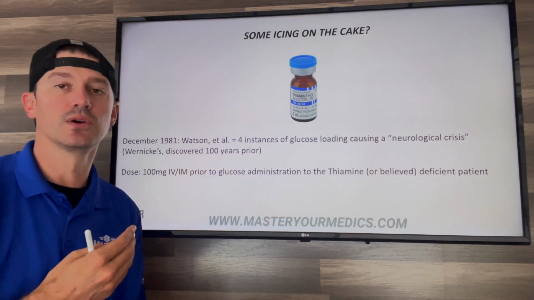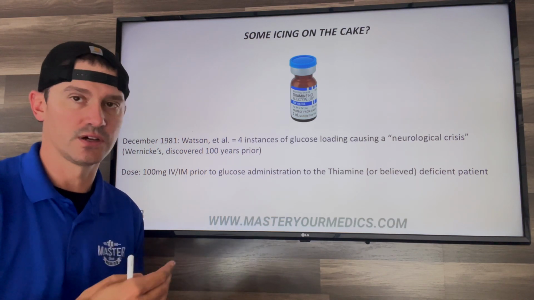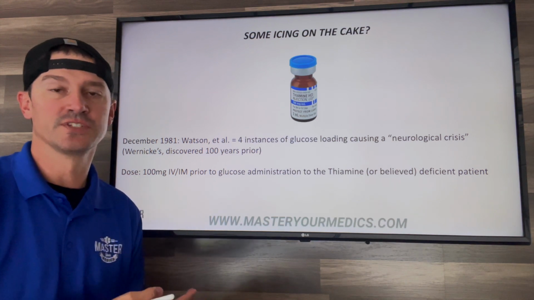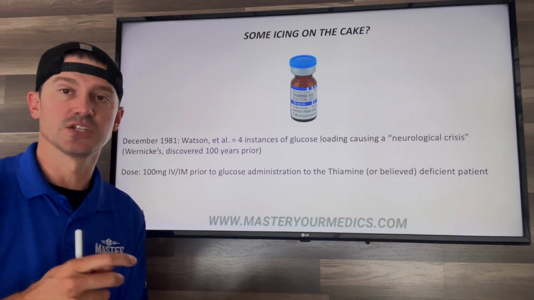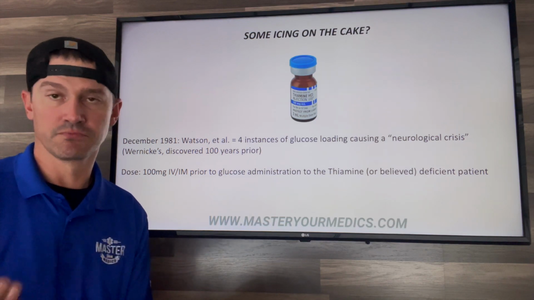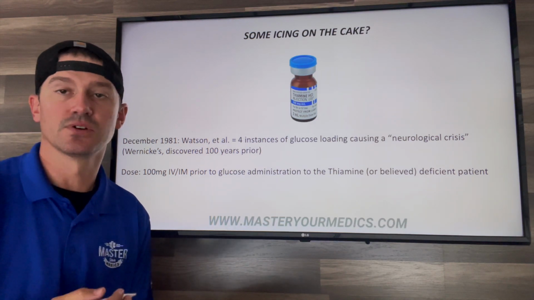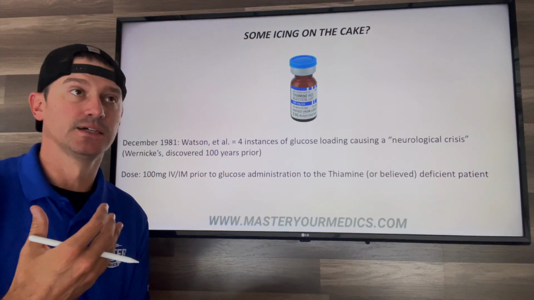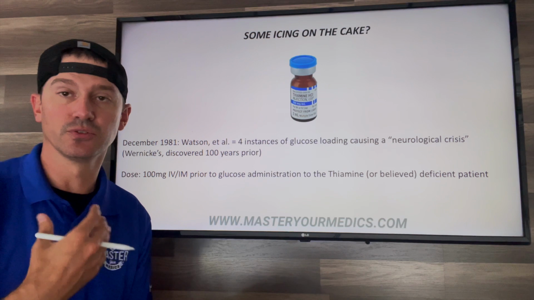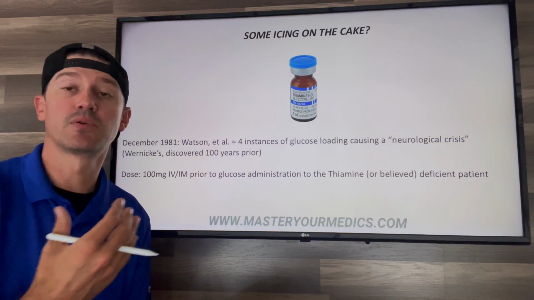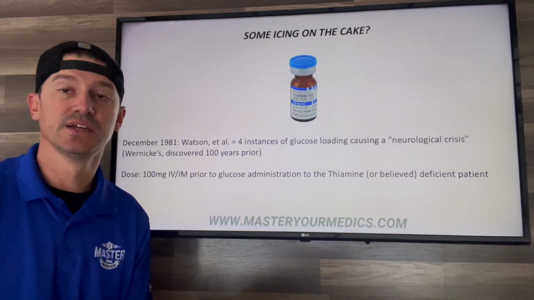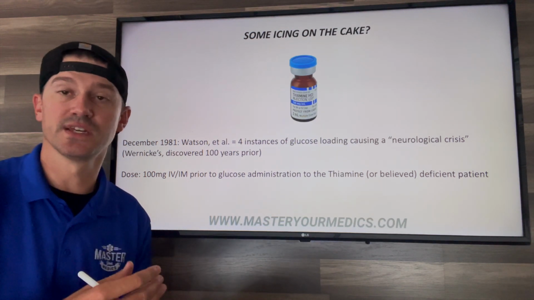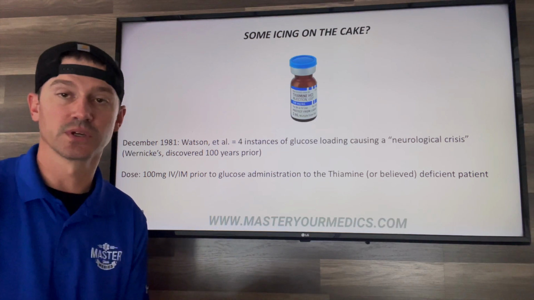Those patients were chronically malnourished alcoholics, same as the patient in this case study. So the symptoms of the neurologic crisis caused by Wernicke's were resolved post glucose administration. However, the thought is we need to be giving thiamine prior to that glucose administration to prevent exacerbation or an acute onset of a neurological crisis such as Wernicke's.